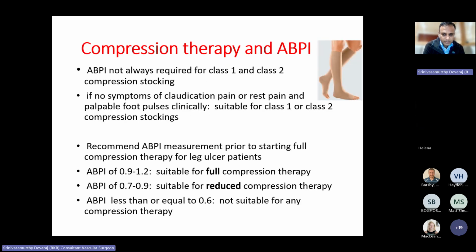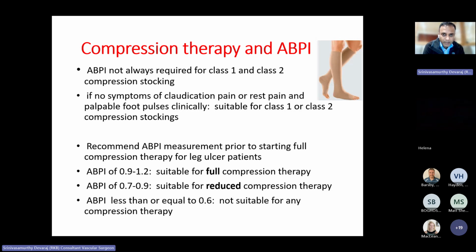The other question that we get routinely asked is about compression therapy. You want to give somebody some compression stockings, but they can't have a Doppler test, or they've had a Doppler test that's abnormal. What do we do? So ABPIs are not required if patients require only class 1 and class 2 compression stockings, because they are a milder form of compression. Compression is up to 20 millimeters of mercury, which is pretty mild.